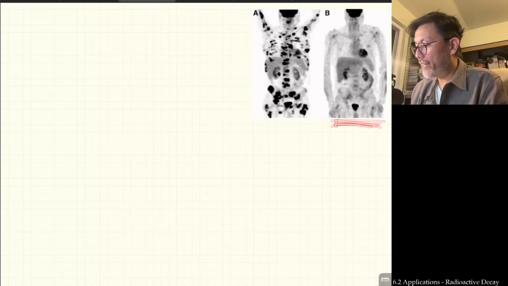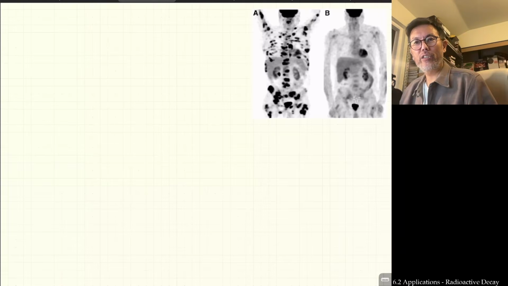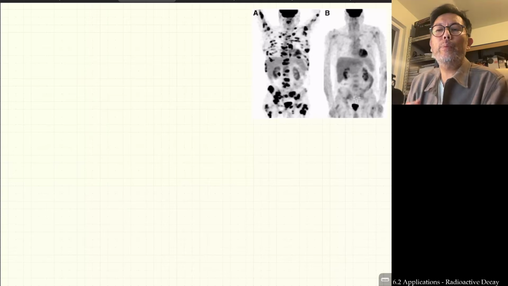Okay, so what I want to say, this is a before and after picture. Here's before, here's after treatment. You see the radical reduction in disease from before and after. And this is exactly the experience that I had.